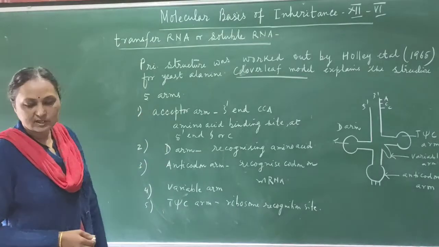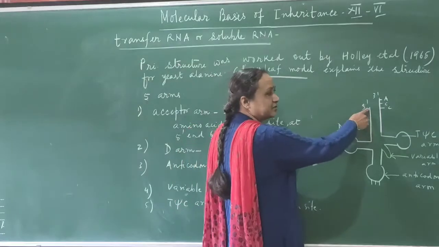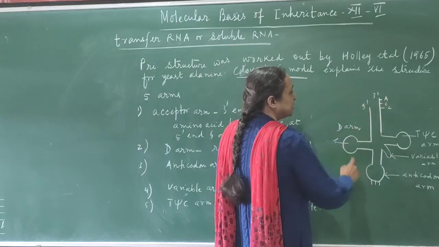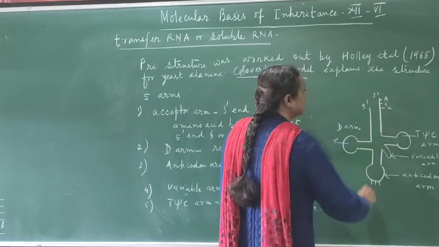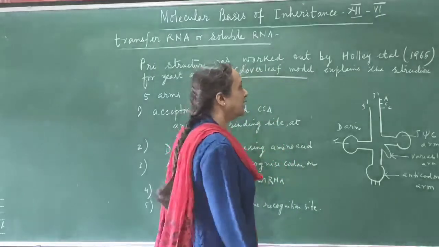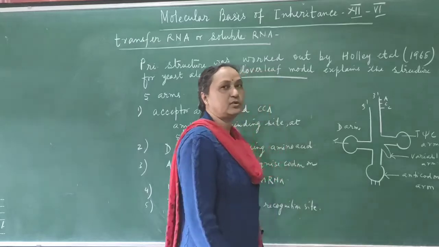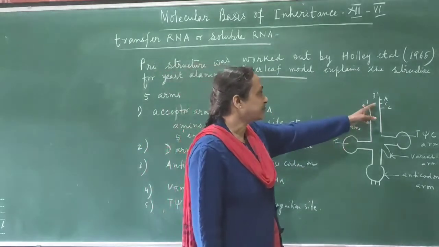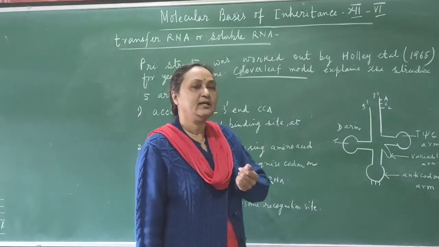The first arm is called the acceptor arm. This is the 5' end, and this is the 3' end. And at the 3' end, at the starting position, there is CCA. And the 3rd carbon of the ribose, which has the OH functional group, is exposed. Okay. So this acceptor arm is the arm which actually combines with the amino acid.